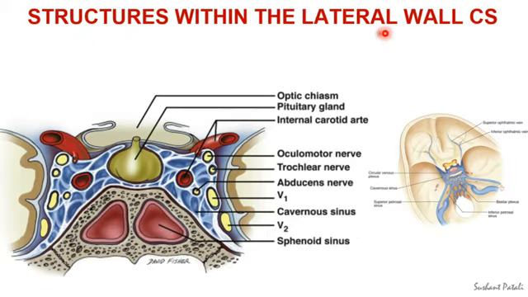Now the structures within the lateral wall of the cavernous sinus, I already mentioned these structures. There are 4 such structures which run along the lateral wall of the cavernous sinus. The first structure is the oculomotor nerve, the second one is the trochlear nerve, the third one is the ophthalmic nerve, and the last one is the maxillary nerve. The oculomotor nerve enters the cavernous sinus after piercing the roof of the cavernous sinus, and it leaves the sinus through the tendinous ring after dividing into upper and lower divisions.